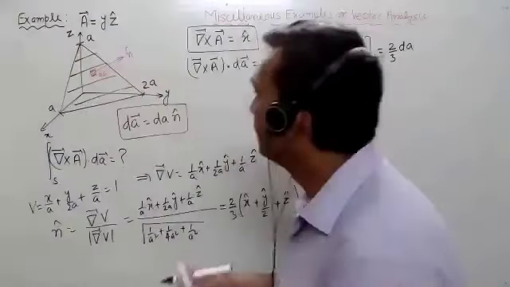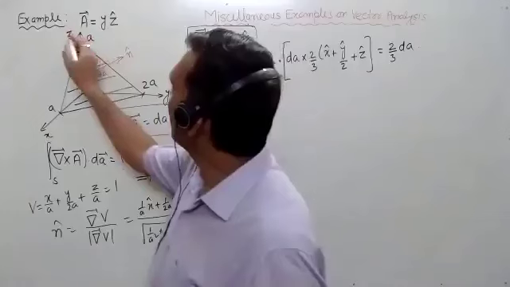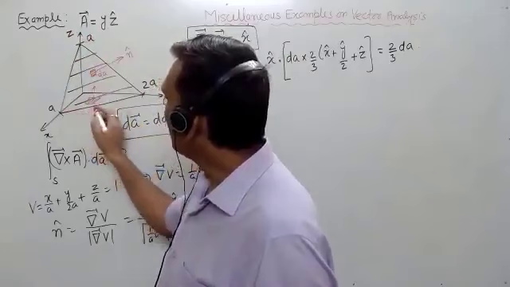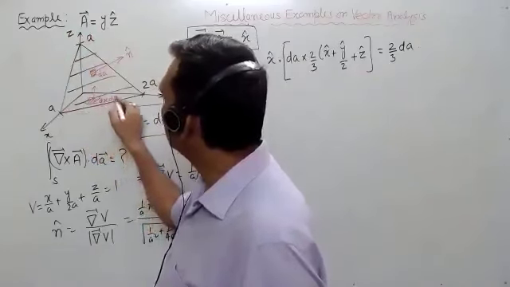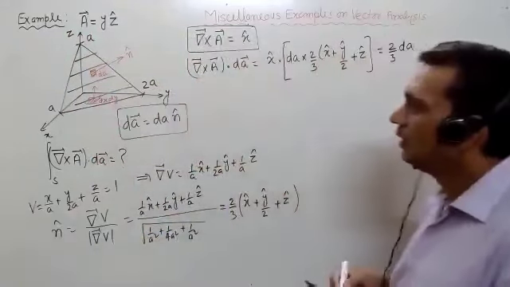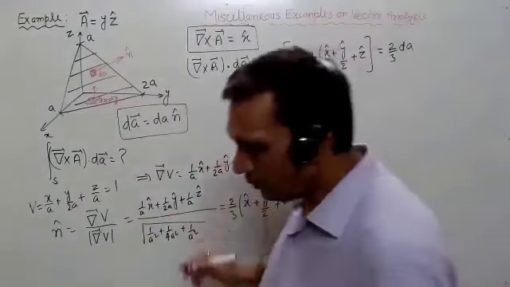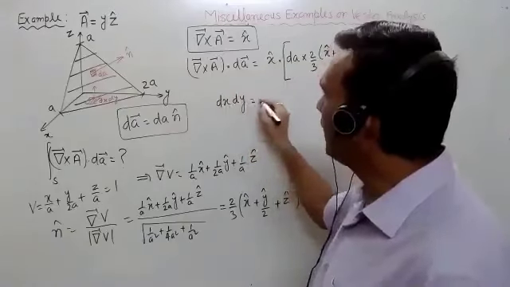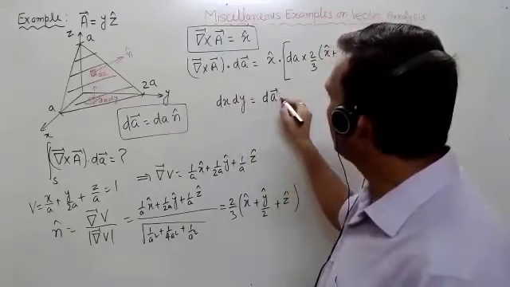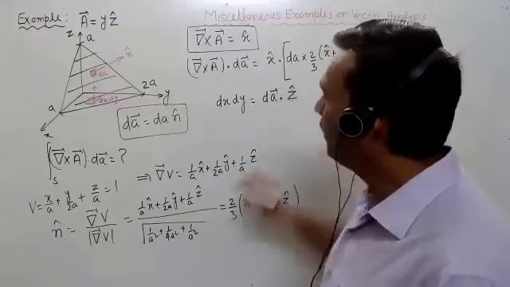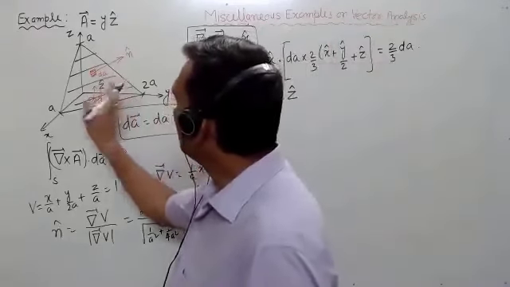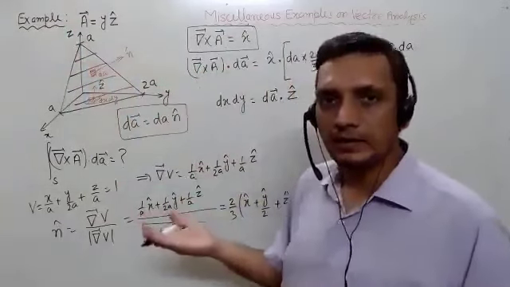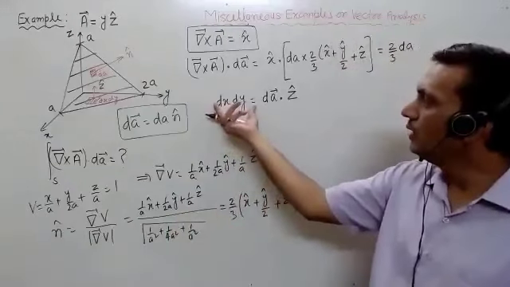If you take the projection of n cap along z cap in the xy plane, this will be the projection. And in the xy plane, the area element will be dx dy. So we can write dx dy by taking the projection along z. This direction is z cap. So if you take the projection of n cap along z cap, you will get the projection in the xy plane, and that will give you dx dy.